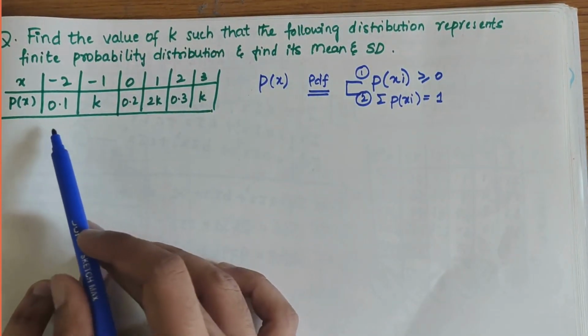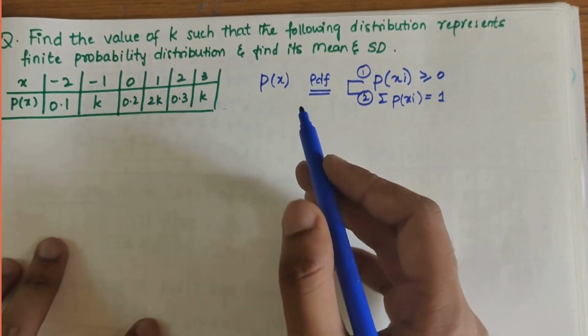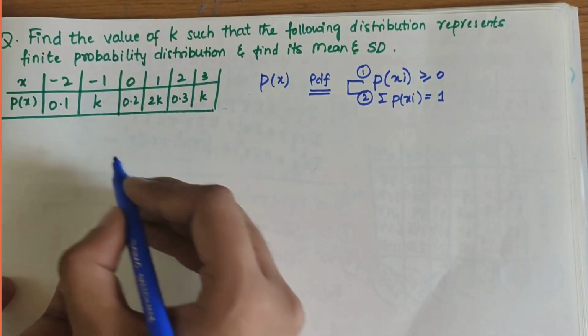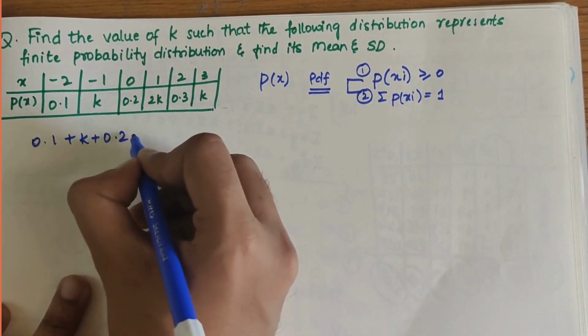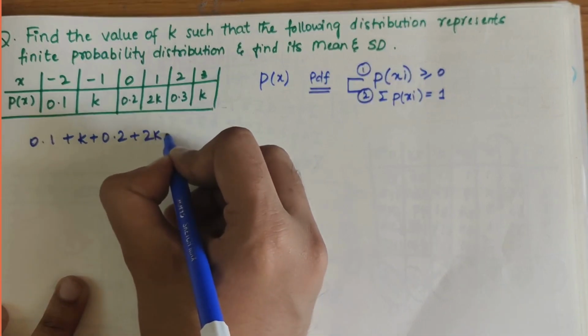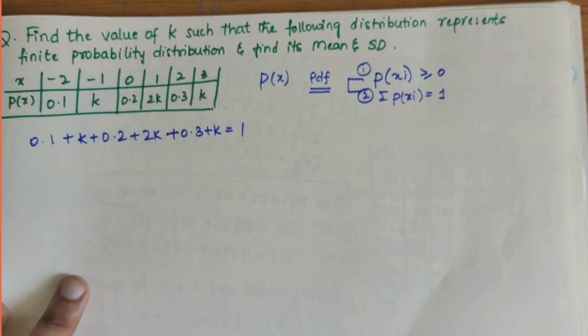So here all the probabilities are given, so let's add them up. If we add them up, the sum should be equal to 1. Okay, so let's write it. 0.1 plus k plus 0.2 plus 2k plus 0.3 plus k is equal to 1.